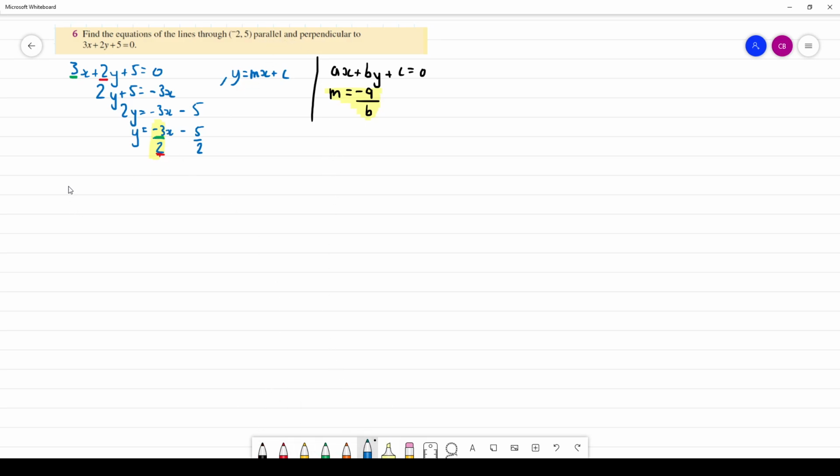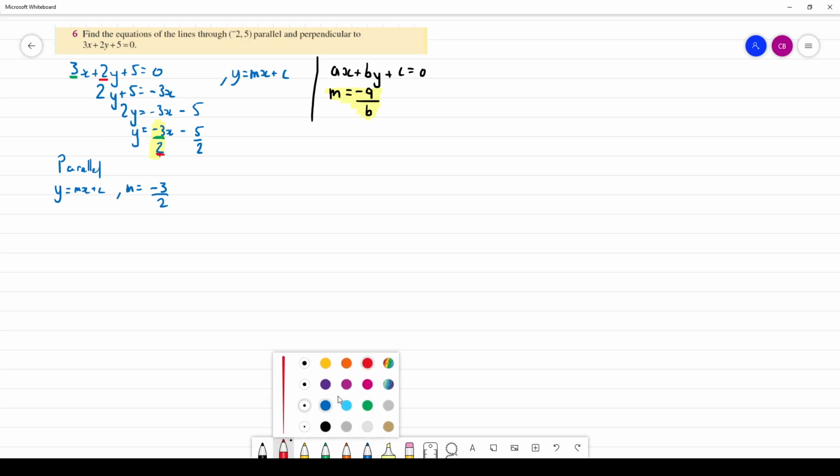So now, our first equation, which is going to be parallel. For parallel lines, we know the gradients are equal. So for our new equation, y = mx + c, we already know m. m is equal to -3/2. The only thing that's missing, well, what do we need? Let's use a nice color here, maybe purple. So we know m. What else? c. We need a c. If we can get c, we can make an equation.